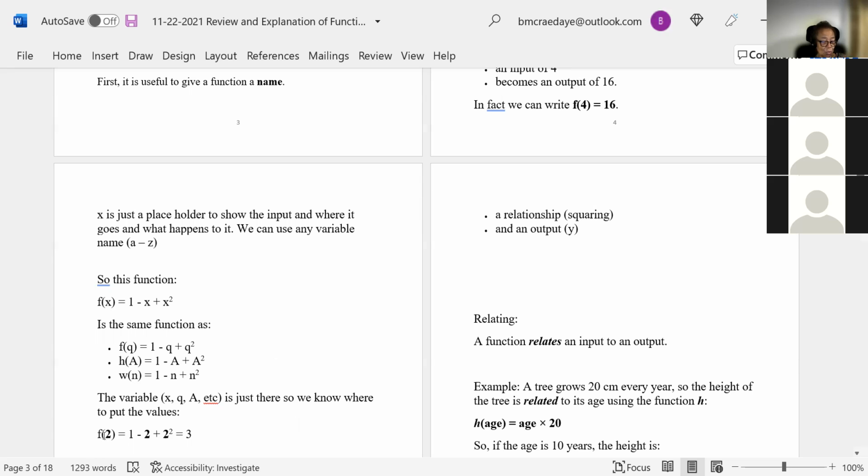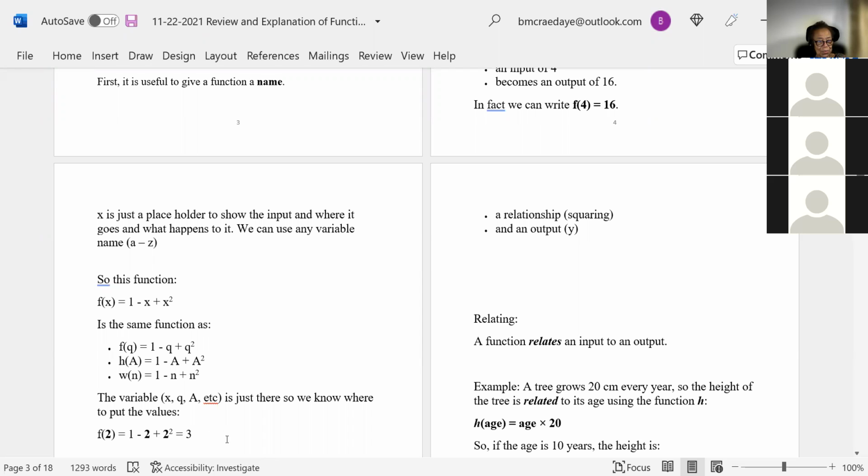Because when you apply this, like f of 2, where the X is, you put a 2, where the X is, you put a 2. So 1 and X is the 2, and X squared is 2 squared, and that gives you 4 minus 2 is 2 plus 1 is 3.